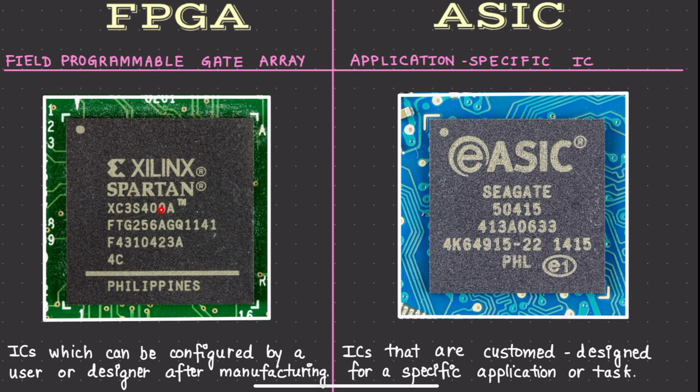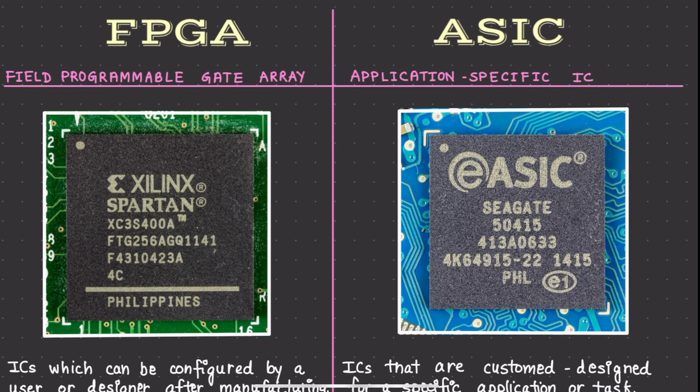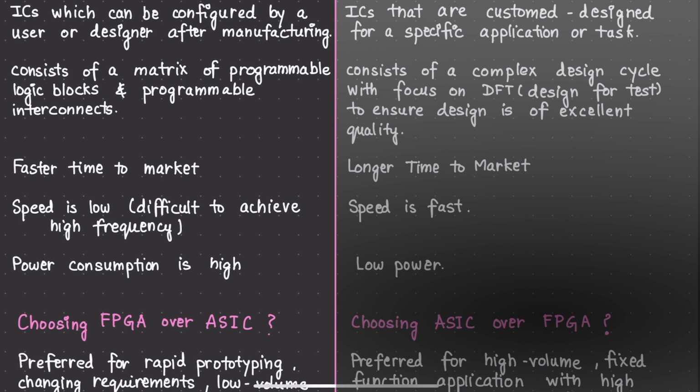Now, if you look where my pointer is, this is a Xilinx Spartan FPGA IC, and here on your right, you can see an ASIC, a C-gate IC. Now, let's see what it means. ICs which can be configured by a user or designer after manufacturing are called FPGA. What does it consist of? It consists of a matrix of programmable logic blocks and programmable interconnects, which increases the flexibility, helping us to configure it after the manufacturing process is done.